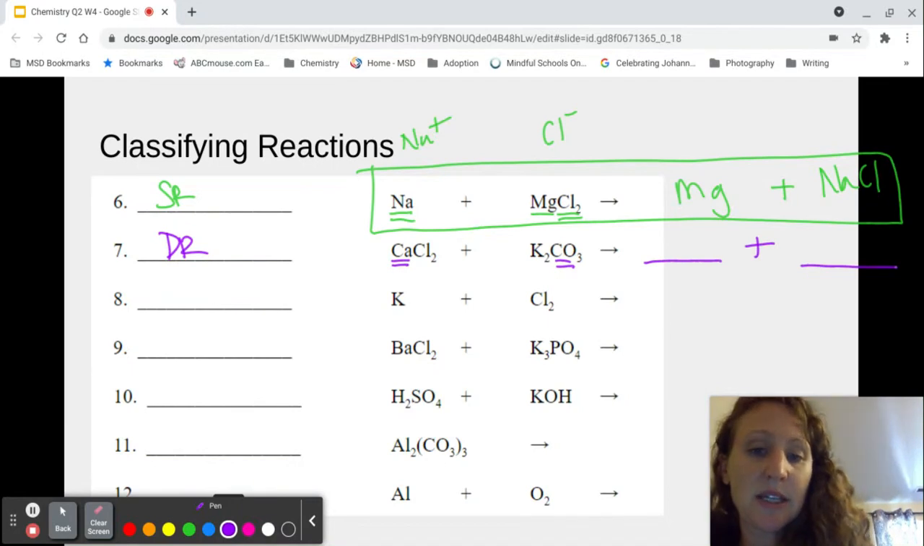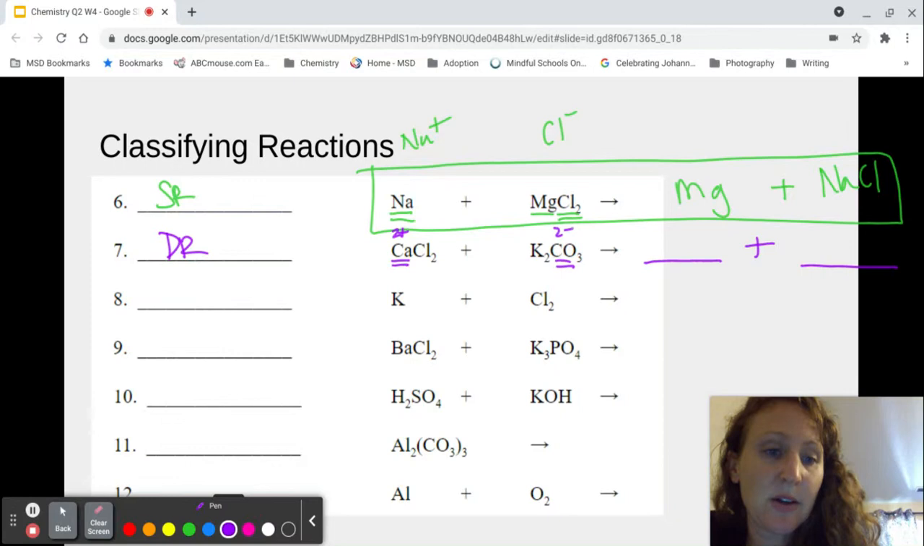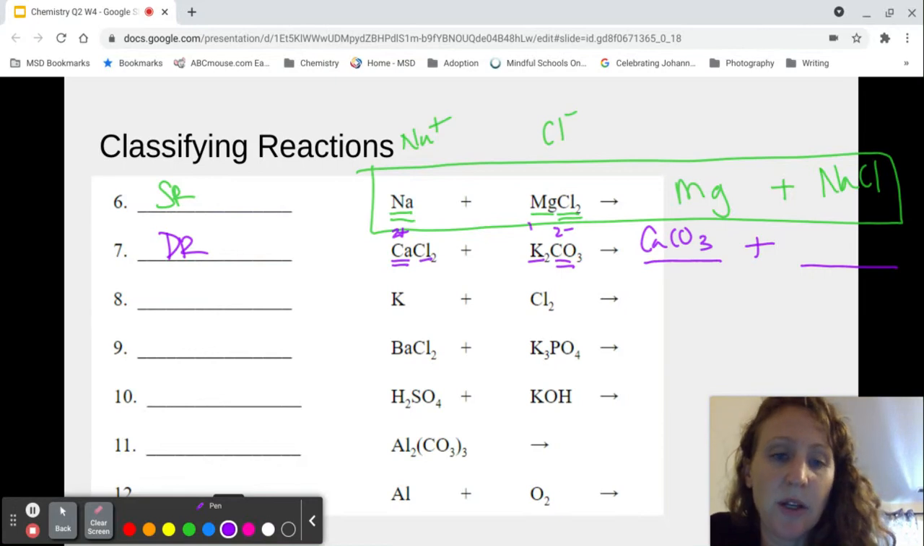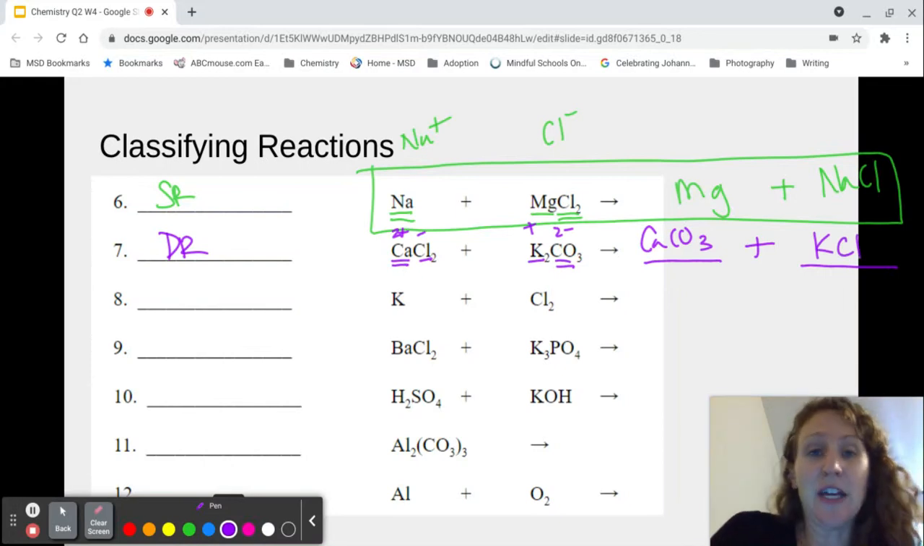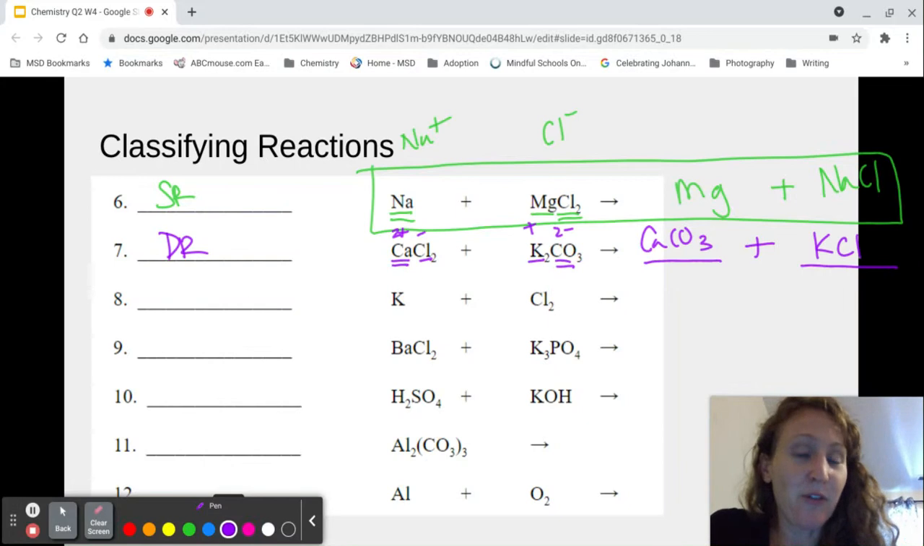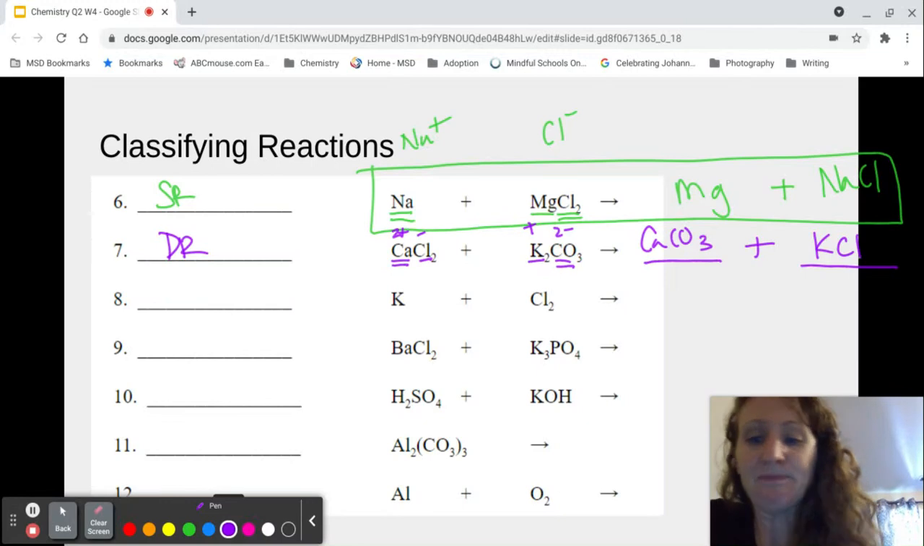So calcium is a 2+. Carbonate is a 2-, so CaCO3 will be one of my formulas. And then potassium and chlorine will form. Potassium is a 1+, chlorine's a 1-, so I will get KCl. I've gotten kind of easy ionic compounds so far. They won't always be 1-to-1, so you do need to consider what the ratio will be and balance them.